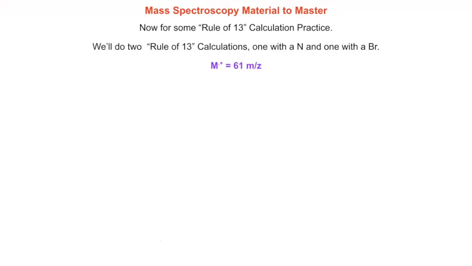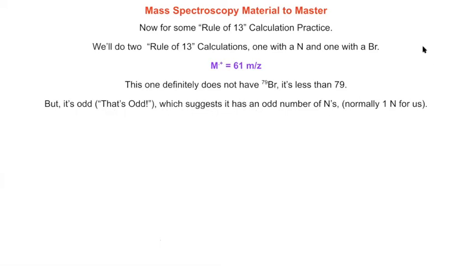So if I get a molecular ion, say I give you a mass spec and it has a molecular ion with a mass to charge ratio of 61, what do you think? That's odd. It's an odd number, right? And if it's odd, it suggests it has a nitrogen. It definitely doesn't have a bromine because the most abundant isotope of bromine is 79, and it's got less than that. But let's go back to the nitrogen. Normally you'll have an odd number of nitrogens. It'll be one nitrogen because we're first year organic chemists. I won't give you two crazy ones.